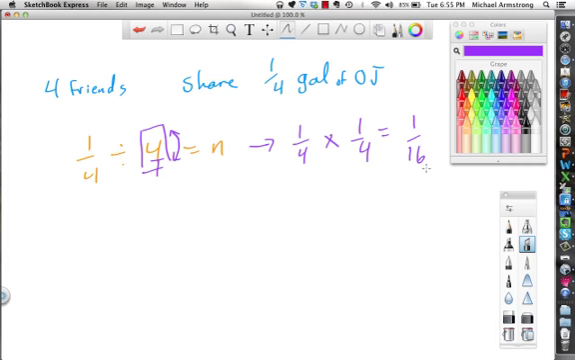That might sound like not very much. So what we're saying is when 4 friends share 1/4 of a gallon, each friend gets 1/16 of a gallon. And that kind of makes sense. They like us to see a chart again, or a model. So we have this is a gallon.